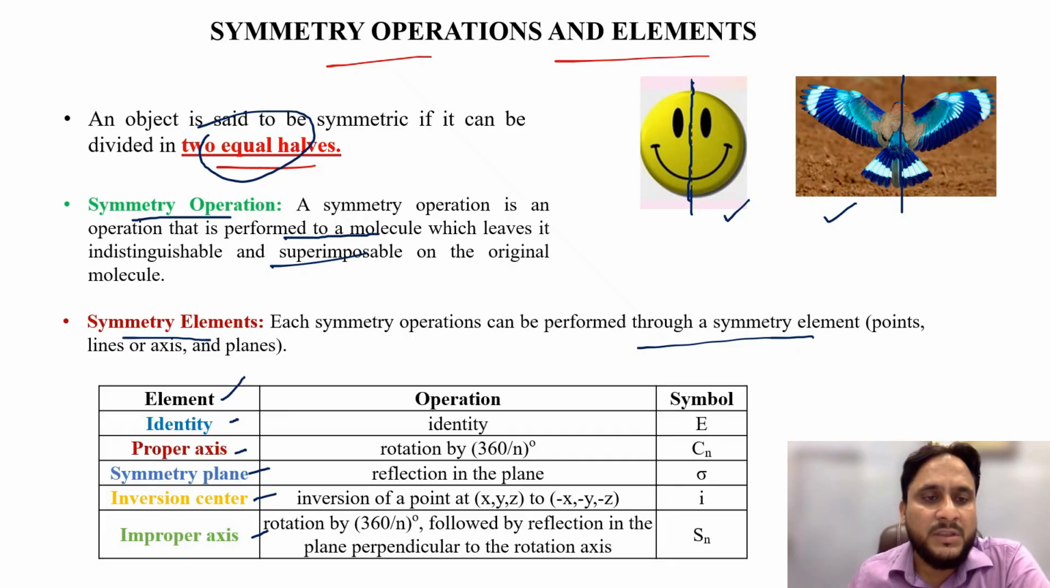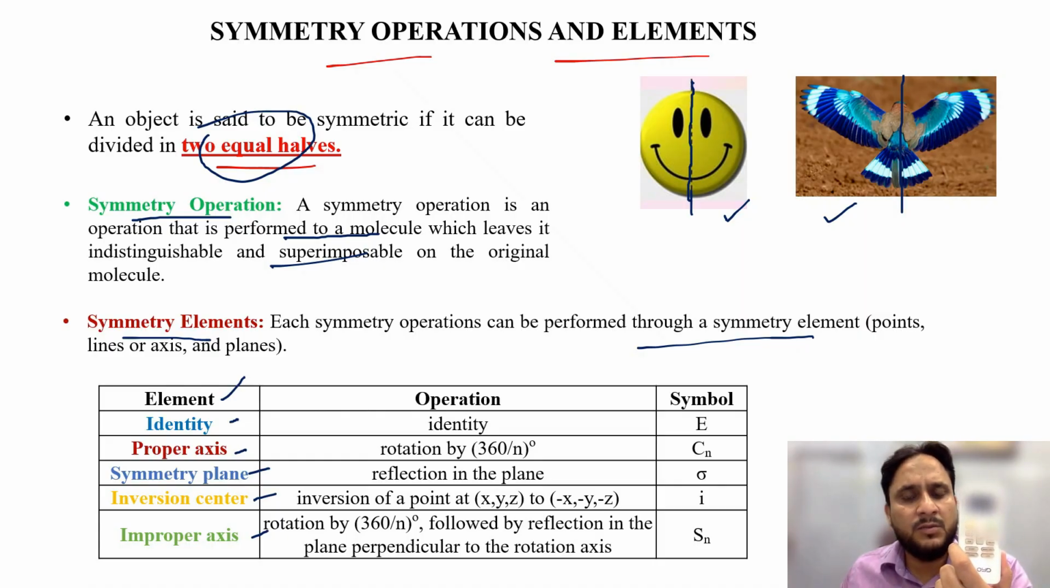Now, the question is which operation can be performed by these elements. So the first element is the identity element. Identity element means that nothing has been done to the molecule, and if we do nothing to a molecule or to an object, we do not disturb it. For example, if I have this remote, and if I keep it somewhere, and if I am not disturbing it, it remains in its original position. So that is called an identity element. It has nothing to do with the rotation of the molecule.